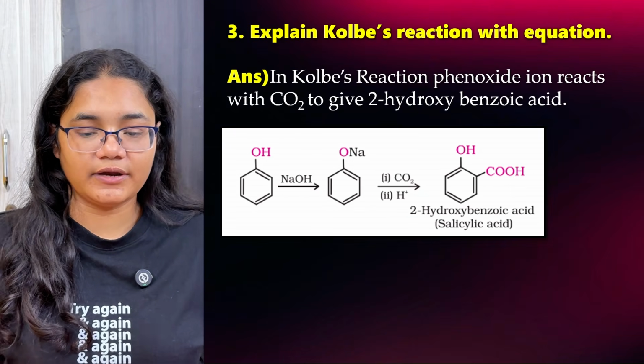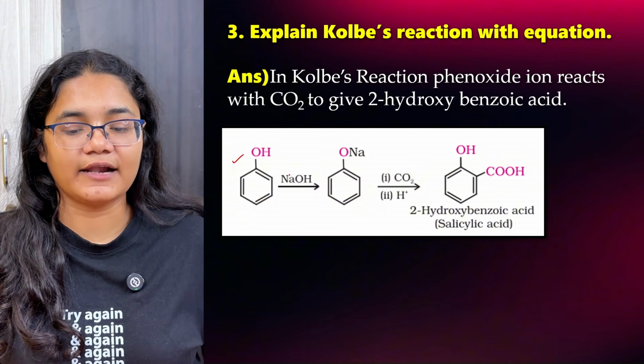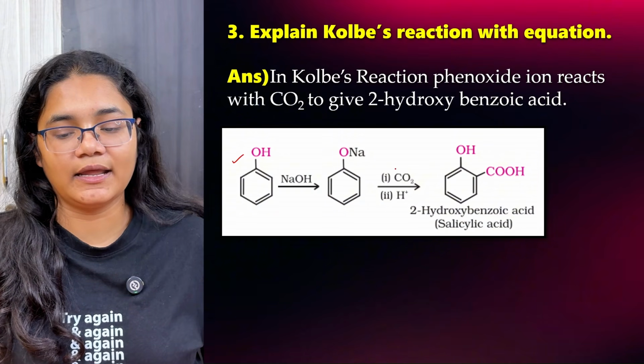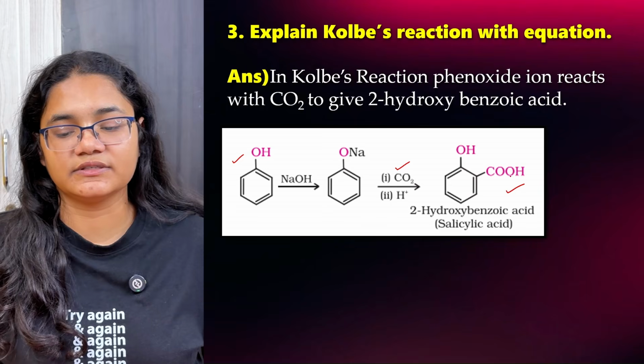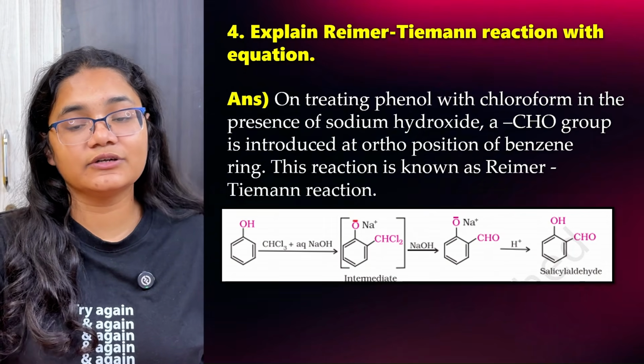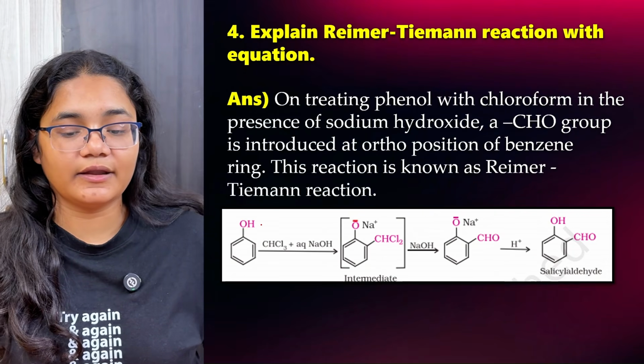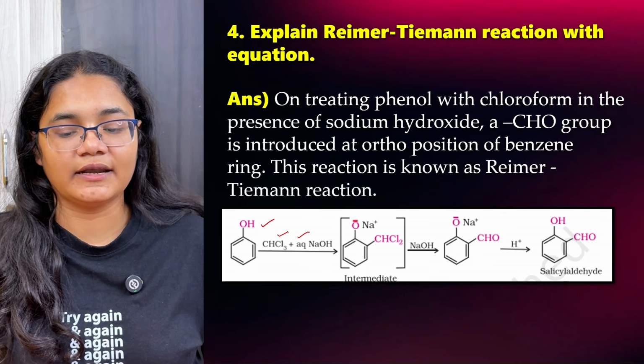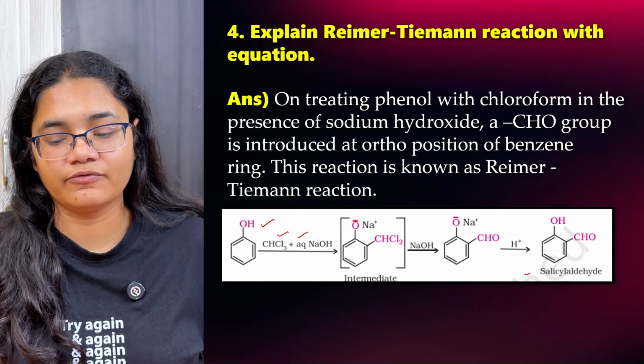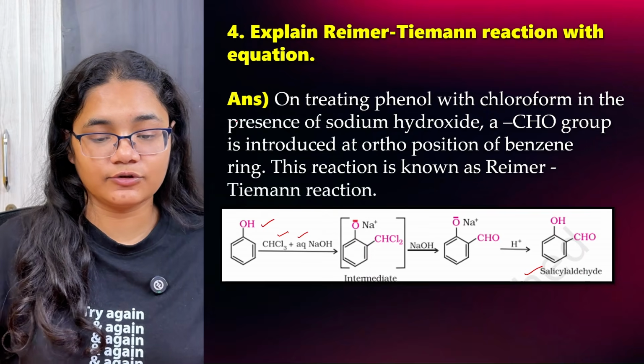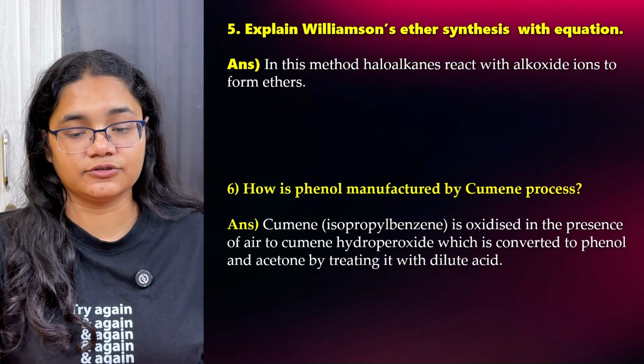Next, we have Kolbe's reaction. So here phenol reacts with NaOH to give you sodium phenoxide, and in presence of CO2 and H plus forms 2-hydroxybenzoic acid or salicylic acid. Reimer-Tiemann reaction, you have phenol with CHCl3 and aqueous NaOH. It reacts to give you finally salicylaldehyde. So you have to remember the statement and the reaction.